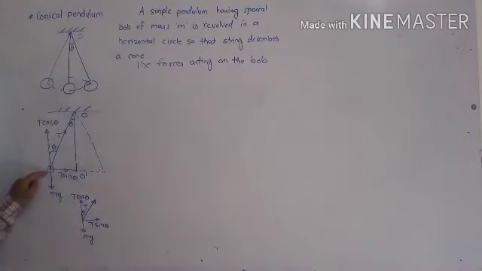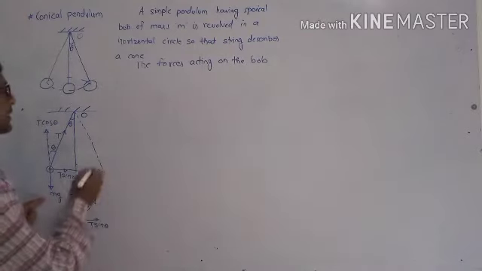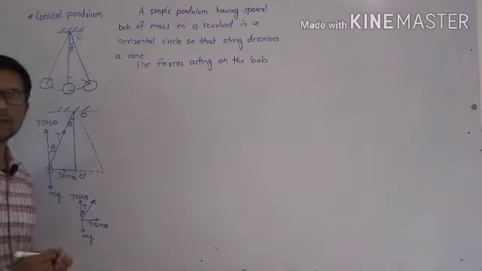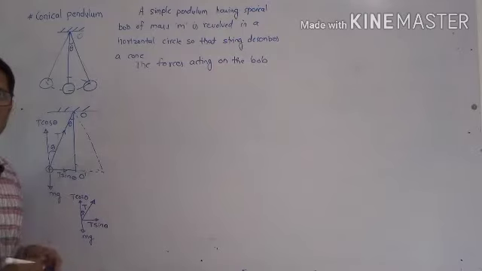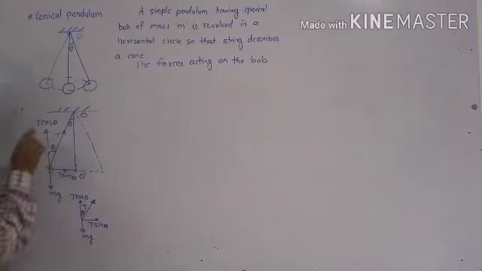Now here it is the bob. The forces acting on the bob are two: the tension in the string and its weight mg. But see, this tension T is resolved into two components: T sine theta towards the center along radius, and T cos theta balances the mg. So we'll see the forces which are acting in horizontal direction and in vertical direction. If you see this diagram carefully, you will get the idea that this T cos theta balances the mg.